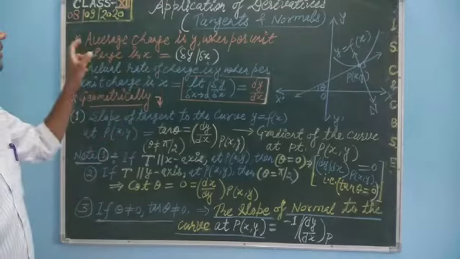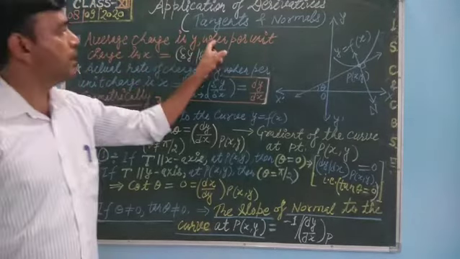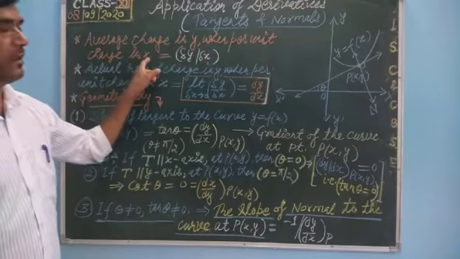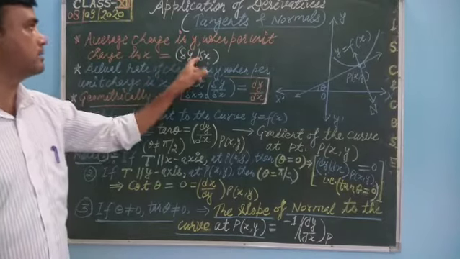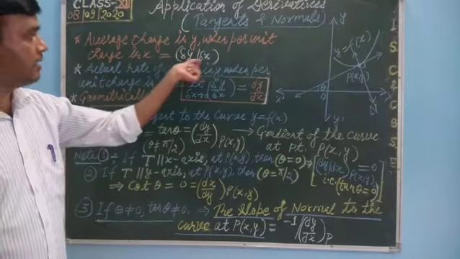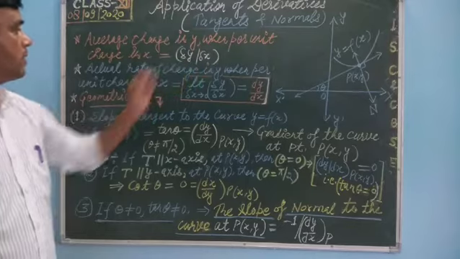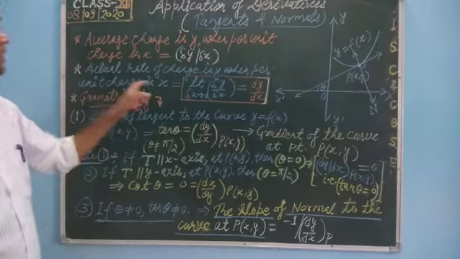So students, what is average change in y, that is the dependent variable, per unit change in independent variable x? It is denoted by delta y upon delta x. So this is average change in y with respect to x. Okay. Now what is the actual rate of change in y per unit change in x?